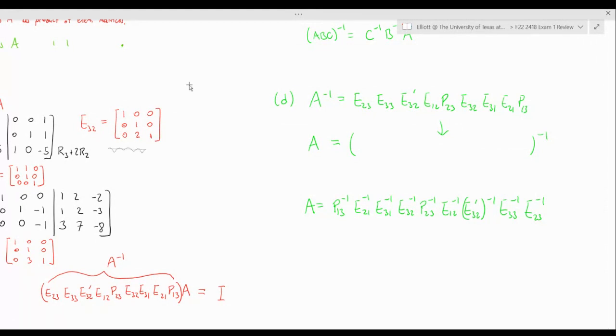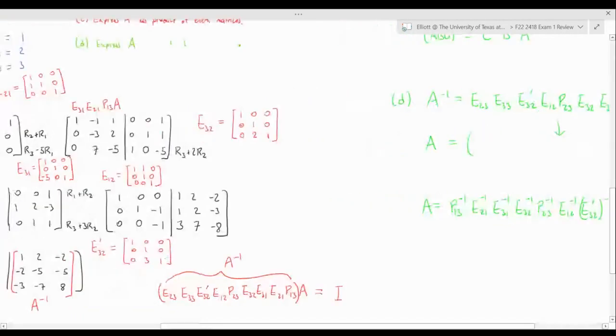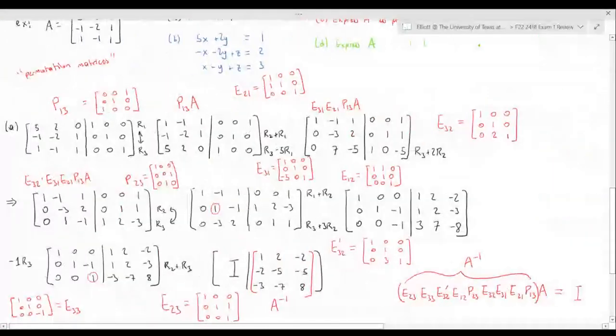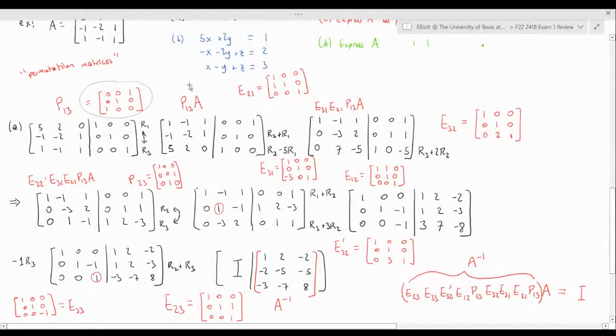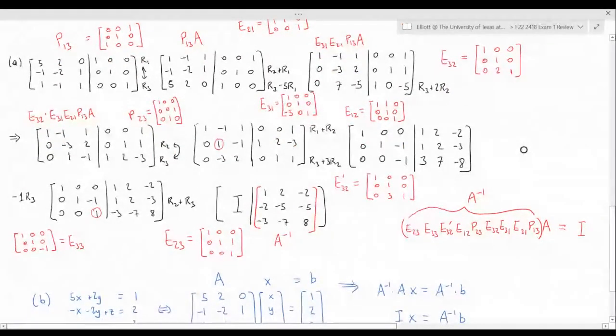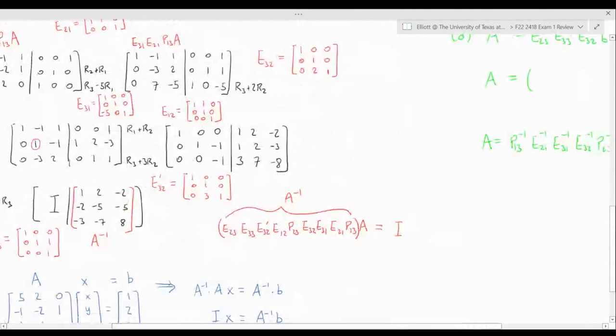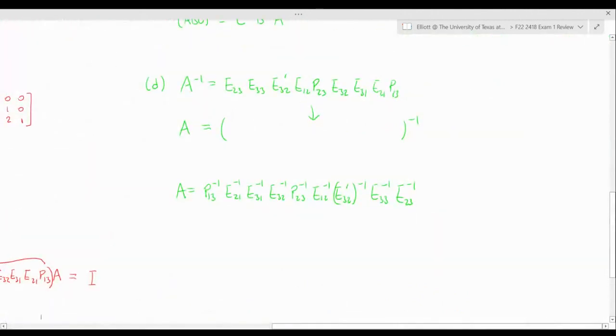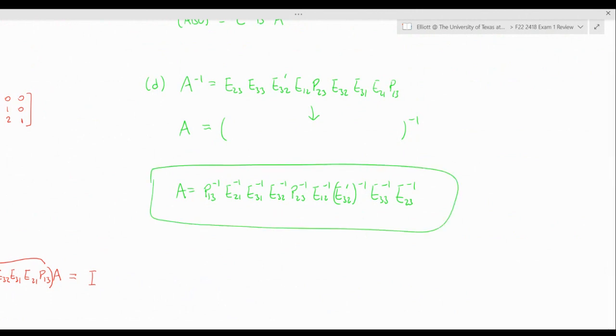So for these elementary matrices, just change the sign of the off-diagonal entry. For the permutation matrices, their inverse is themselves, because you just need to swap rows again to undo them. And then remember for these types of elementary matrices, you just do the reciprocal along the diagonal to get the inverse, okay? So this would be how you would express A as a product of elementary matrices. All right. Any questions about that?